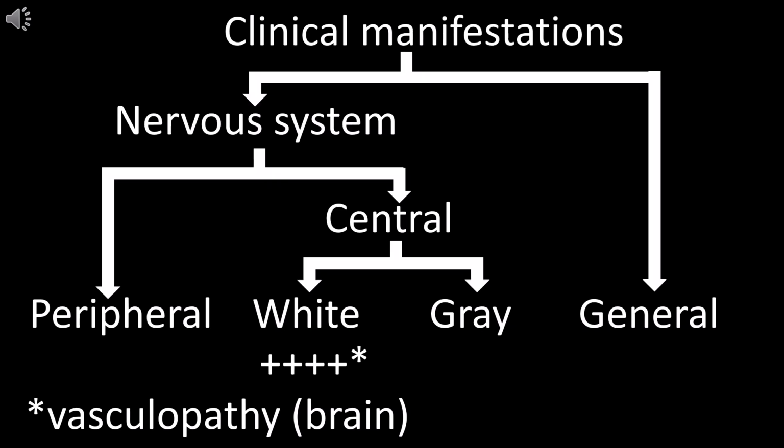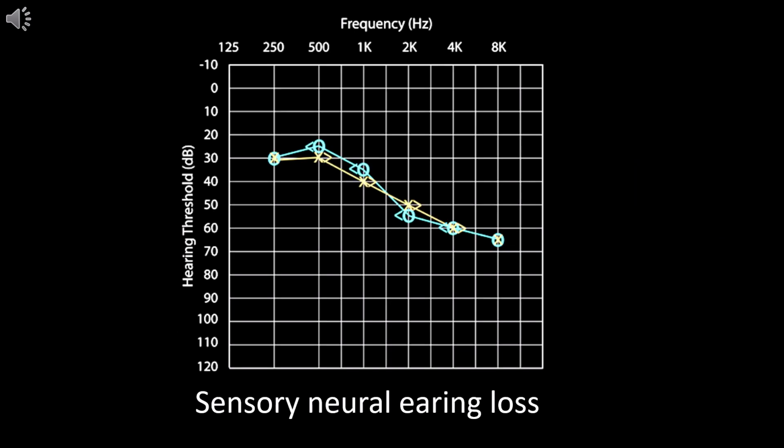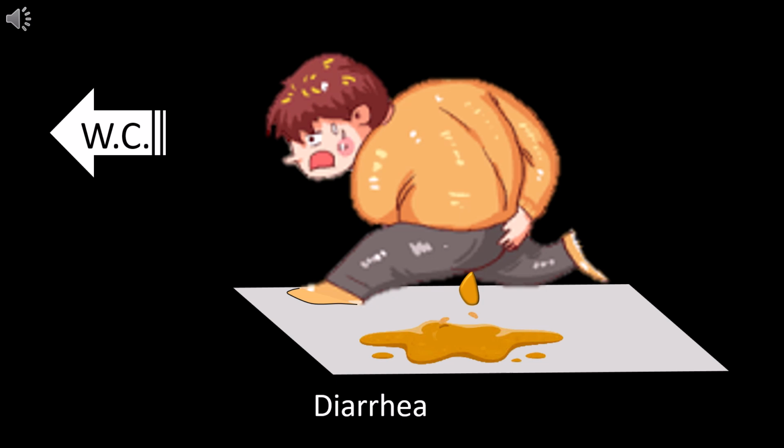In addition to the predominance of white matter CNS pathology, as we just saw, peripheral nerve pathology, although less often, may also occur and produce distal peripheral neuropathy manifested by burning feet and pins and needles in the hands. We may also encounter sensorineural hearing loss and a gamut of GI symptoms: abdominal pain, nausea, constipation, bloating, and especially diarrhea. They result from involvement of the submucosal and the myenteric GI plexi.